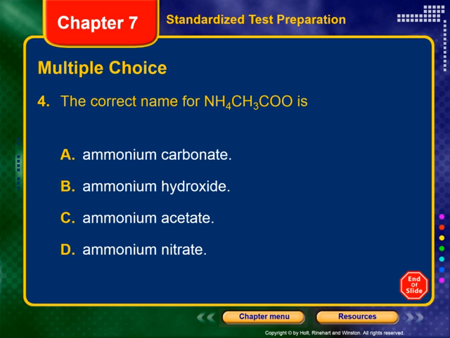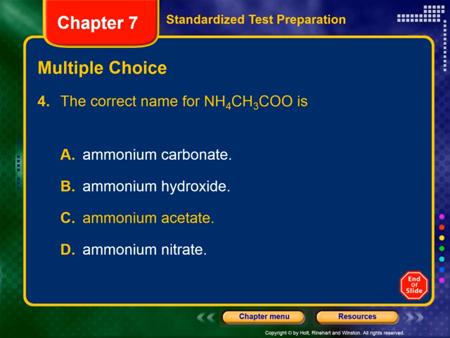So the correct name, this one might be a little bit tricky, guys. The correct name for NH4CH3COO is, go ahead and press pause now. It is ammonium acetate. I hope you recognize that NH4 as ammonium, and A, B, C, and D all had ammonium in them, so that was kind of a no-brainer.